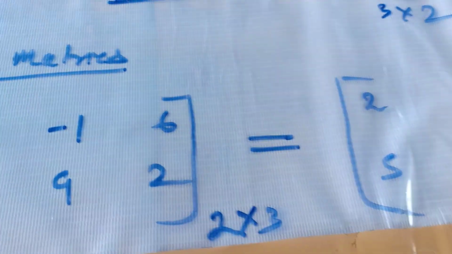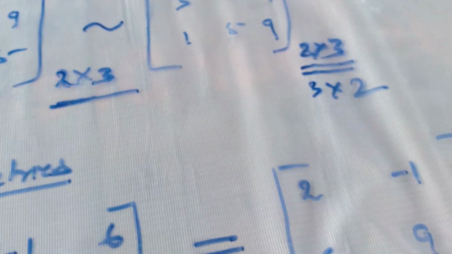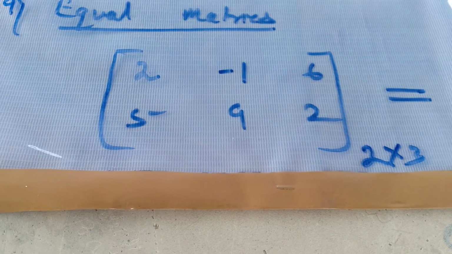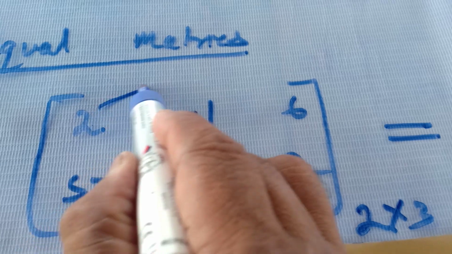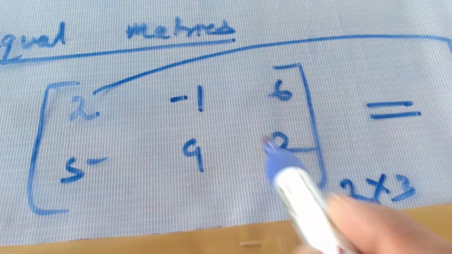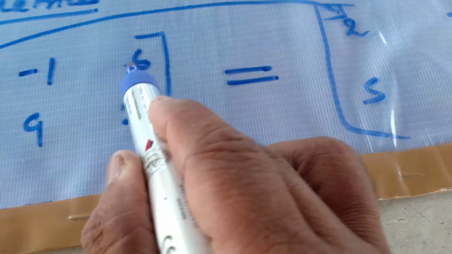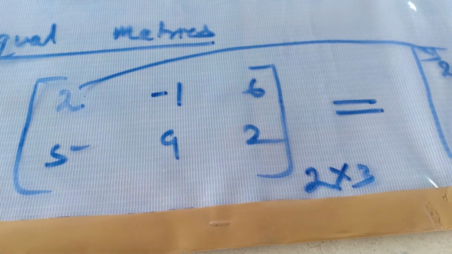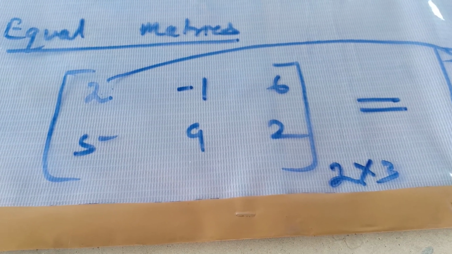Hope I am clear. This is an equivalent matrix, where only the order is the same, and this is an equal matrix, where the order as well as the corresponding elements are the same. I very clearly want to explain corresponding elements. 2 corresponds to 2 here. First A11 with A11, A12 with A12, A13 with A13. That is the order, and the corresponding elements are also the same. They are called equal matrices.